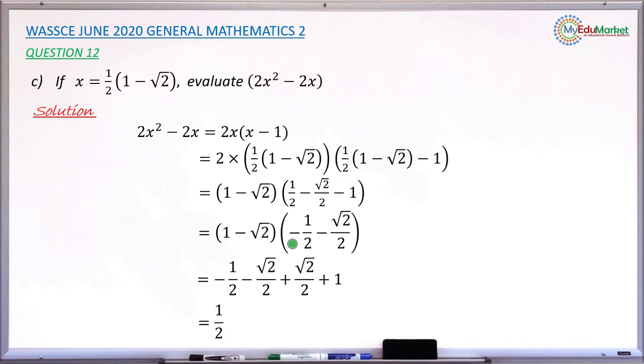Let me quickly share with you the mark distribution for this question as it is in the marking scheme. The very first mark is a method 1 mark, which you have when you substitute x in the given expression correctly with 1 over 2 into 1 minus root 2. When you simplify up to the end, where you collect minus 1 over 2 minus root 2 over 2 plus root 2 over 2 plus 1, you have another method 1 mark. And when you have the final value as 1 over 2 correctly, you have the accuracy 1 mark. So if everything is done correctly in this question, you have 3 good marks.